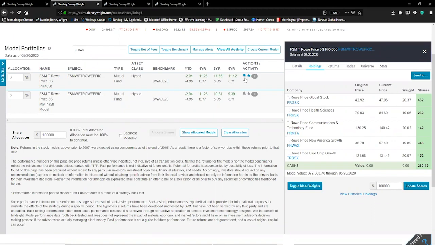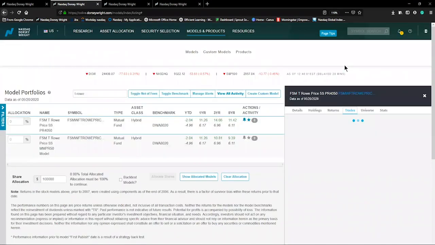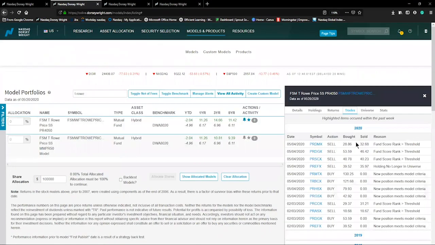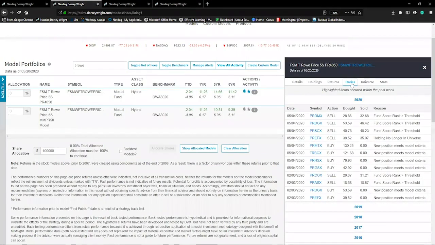The system is going to go ahead and send you an email if there's a change to the model, and then you would come in and make that change accordingly. What that change is going to look like, you can see if you go over to the trades column in the middle option there on the models page. You can see all of the trades that have taken place for this model throughout the course of this year and throughout the history, the back-tested history that we have available here for the model.